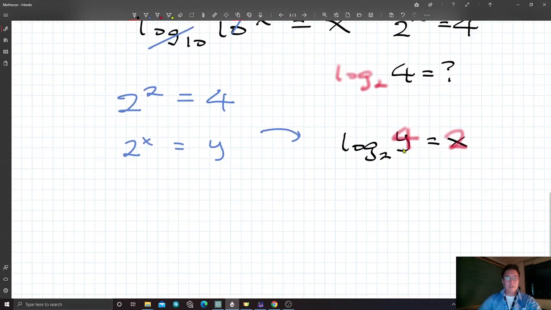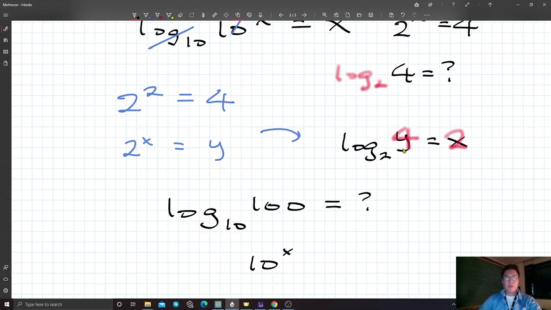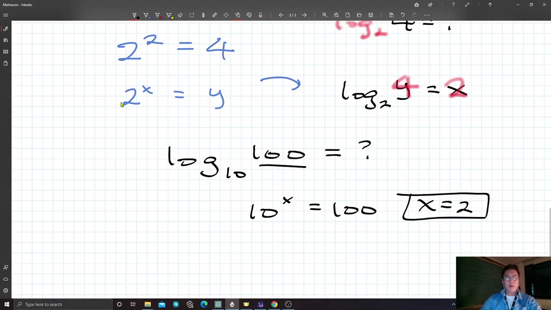Okay, so for example, another example: log with the base 10 of 100. We want to evaluate this, that is, 10 to what power gives us the number 100? That is 2. So the logarithm with the base 10 of 100 is the number 2.